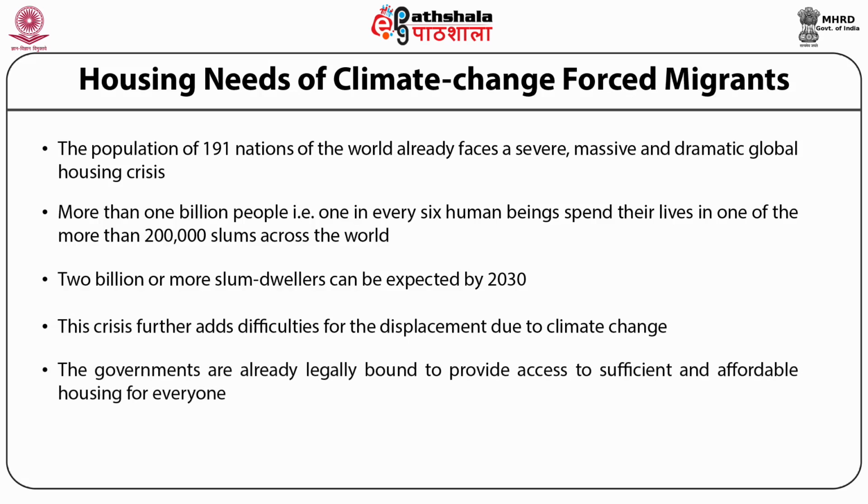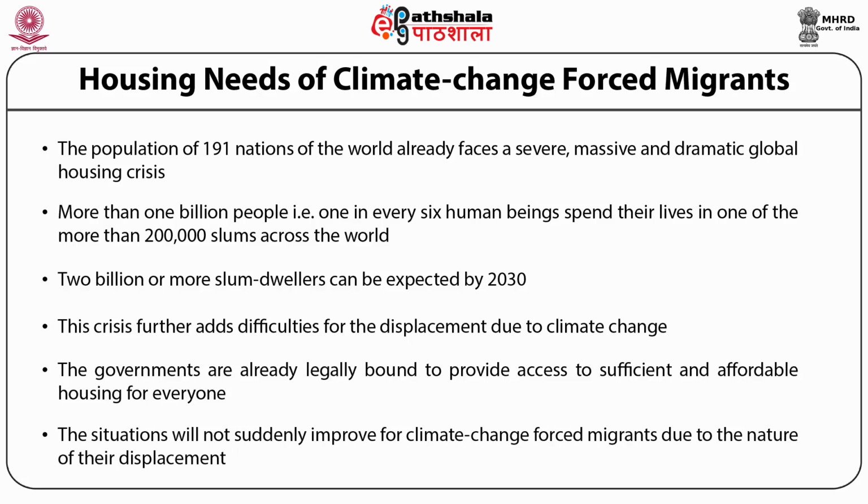The governments are already legally bound to provide access to sufficient and affordable housing for everyone. However, the governments often failed in achieving these objectives. The ordinary citizens in Egypt, India, Botswana, Delhi, Belgrade, Detroit, and elsewhere are increasingly less likely to be able to afford safe, secure, and decent homes in accordance with their rights. These situations will not suddenly improve for climate change forced migrants due to the nature of their displacement.